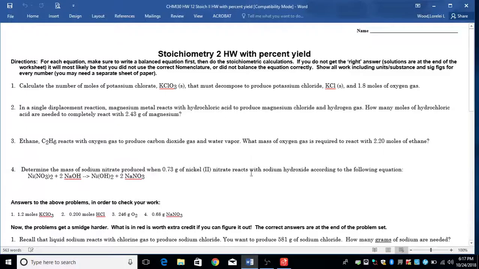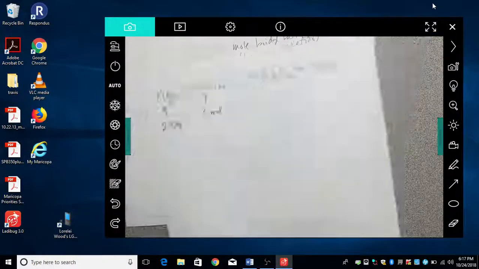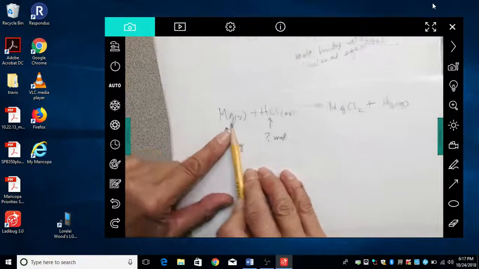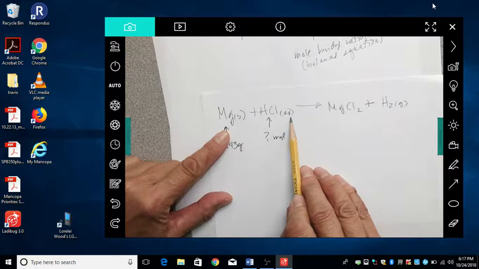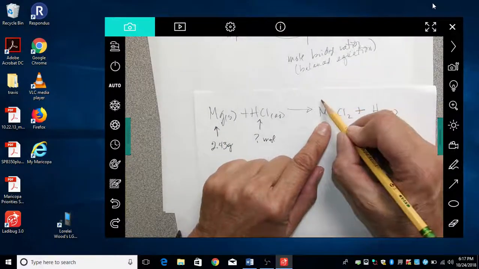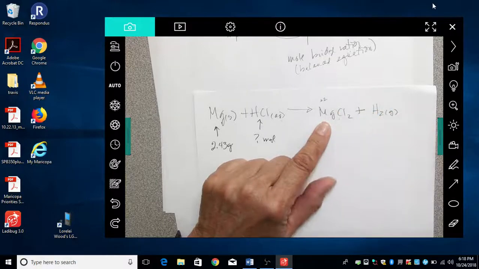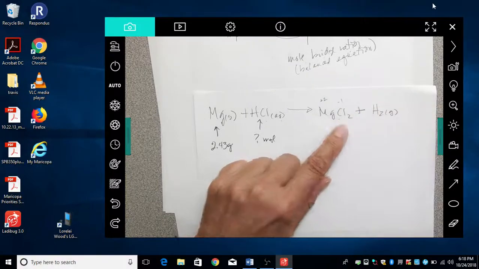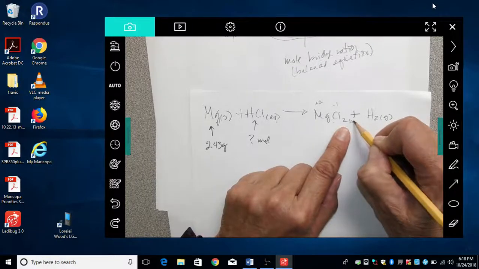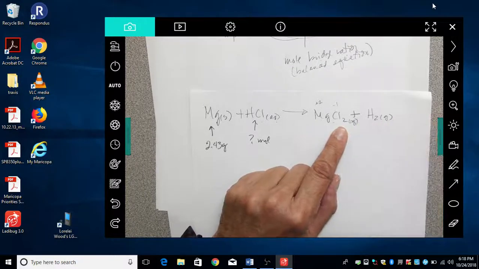All right, let me show you the picture I drew based on reading that problem. Magnesium is a reactant, hydrochloric acid in aqueous solution is a reactant. I had to write the formula for magnesium chloride. If I look at the periodic table, magnesium's ionic charge is +2, chlorine's is -1, so the appropriate formula for magnesium chloride is that, in aqueous solution, and H2 is in fact a gas.